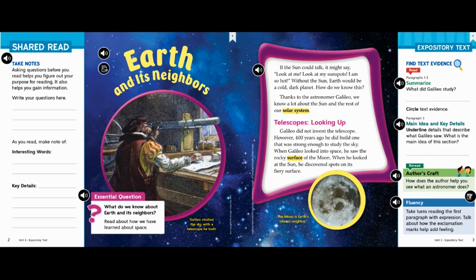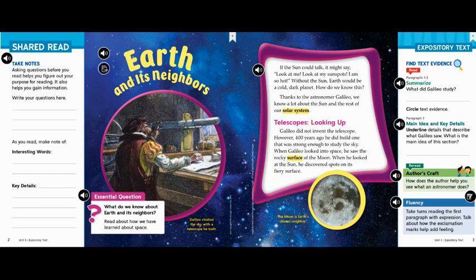Let's take a look at our essential question. What do we know about Earth and its neighbors? Earth is the planet that we live on, and its neighbors would be the other planets that are in the solar system. Read about how we have learned about space. So through this shared read and the other text that we'll read, you'll be learning a lot about outer space.